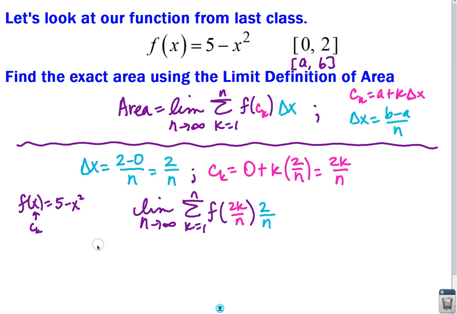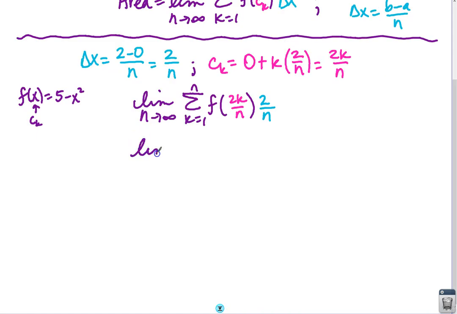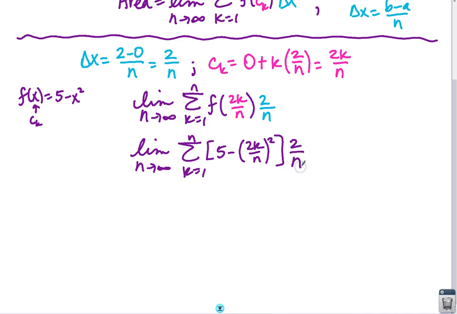There we go. All right, so this right here is the same thing as this right here. Except for c sub k, I plugged in my actual c sub k. Except for delta x, I plugged in my actual delta x. Now I need to plug in my actual function. So I have the limit as n approaches infinity from k equals 1 to n. My function was this, so 5 minus 2k over n squared times 2 over n.